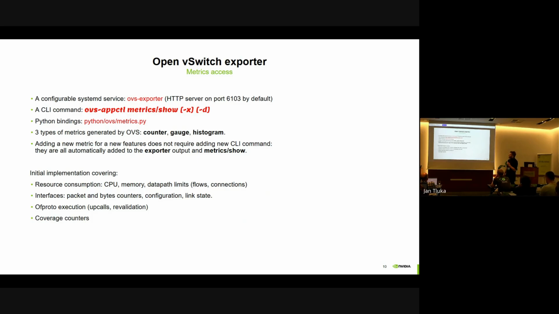And that's mostly it, meaning that now, using this framework, if you add a new feature and you want to observe it, you can just add the relevant markers in that framework, and it will immediately expose them in that output. So right now, the initial implementation covers resource consumption in OVS, interfaces, so the state of the data path, and then some information about OF proto execution. And considering that at NVIDIA, our focus is mainly hardware offloads, we have also additional statistics about hardware offloads.